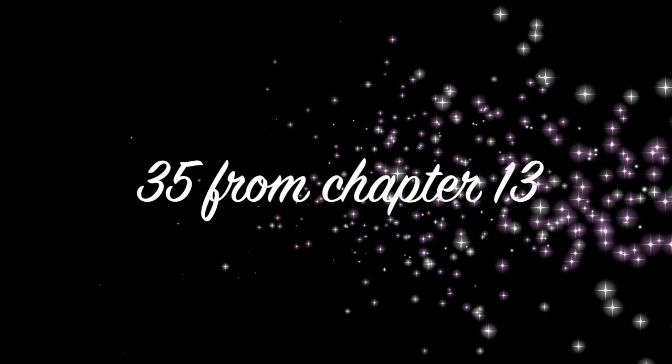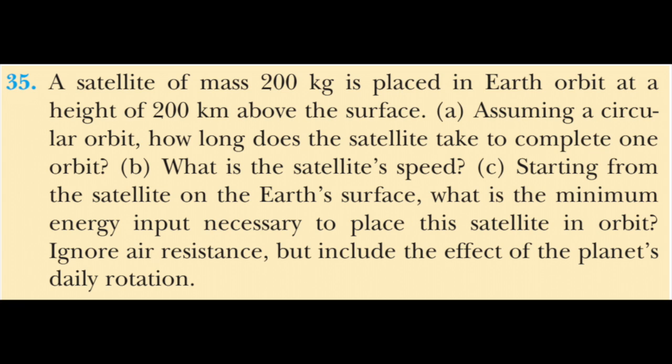So I did question 35 from chapter 13, and it reads that a satellite of mass 200 kilograms is placed in Earth orbit at a height of 200 kilometers above the surface. For part A, assuming a circular orbit, how long does the satellite take to complete one orbit? For part B, what is the satellite's speed?